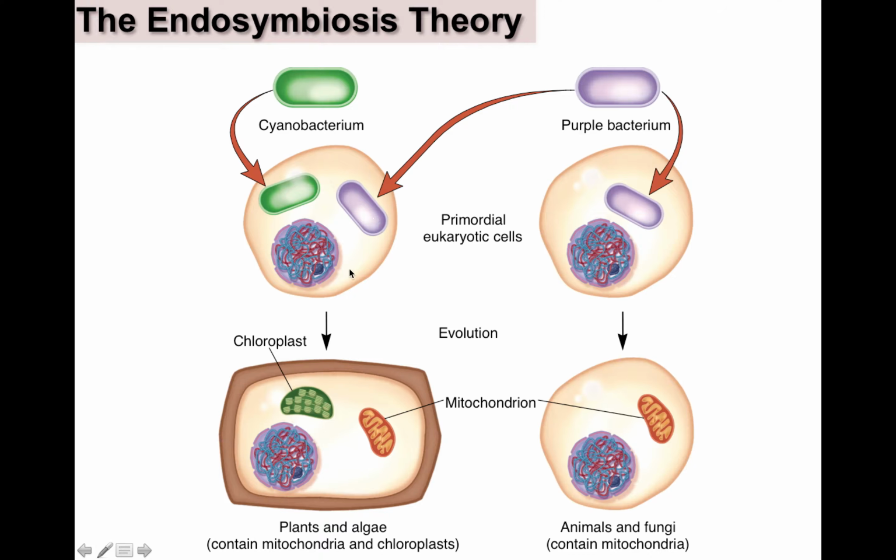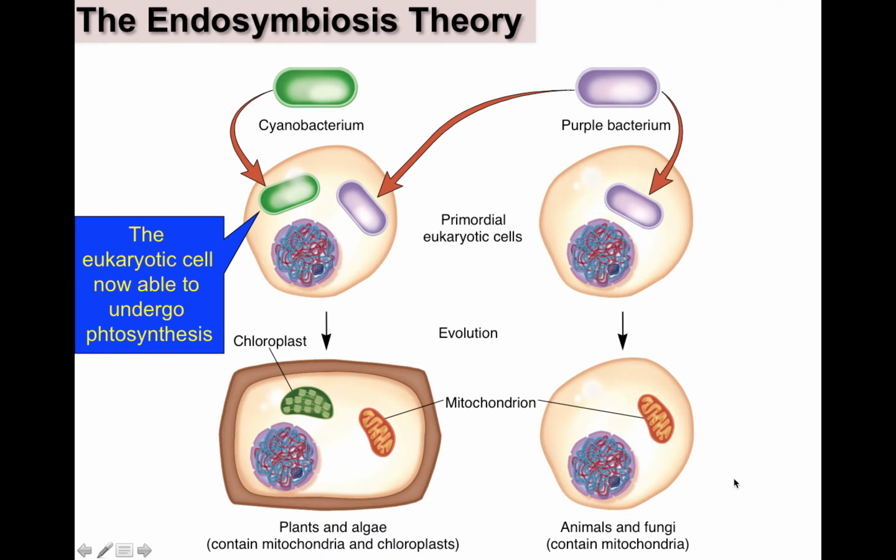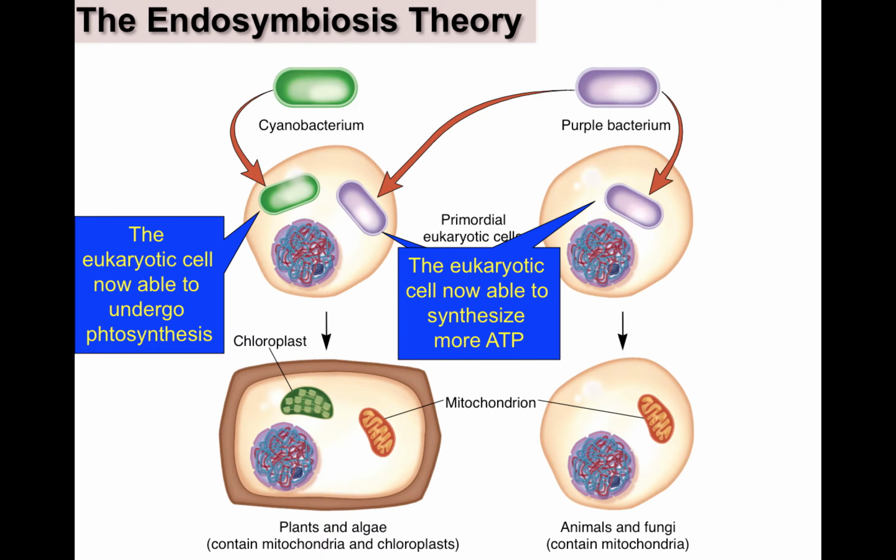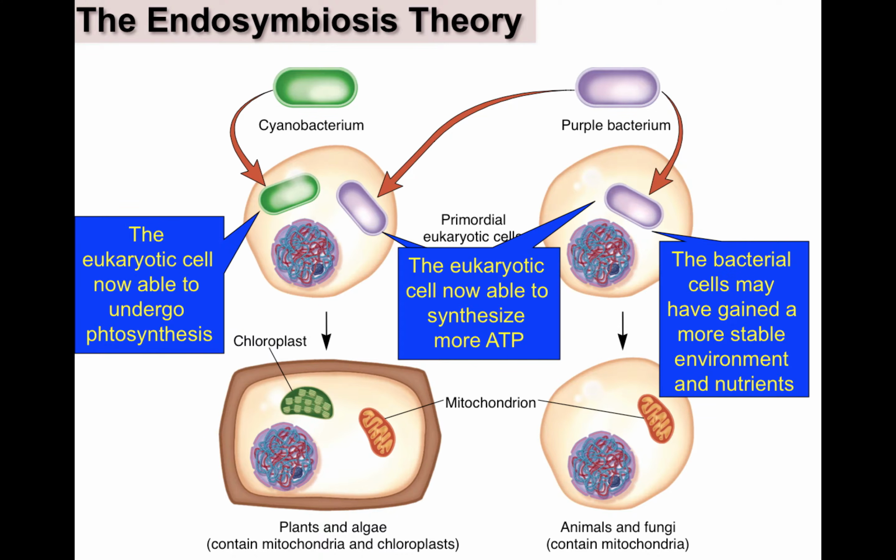Cyanobacterium also took up residence in some primordial eukaryotic cell and provided the cell with its own food source because these bacteria could undergo photosynthesis. So, a few 100 million years after that, plant cells evolved with chloroplasts and mitochondria, and animal cells and fungi ended up with the mitochondria. Eukaryotic cells gained the ability to undergo photosynthesis and to synthesize a lot more ATP, and the bacteria cells gained a more stable environment and access to nutrients.